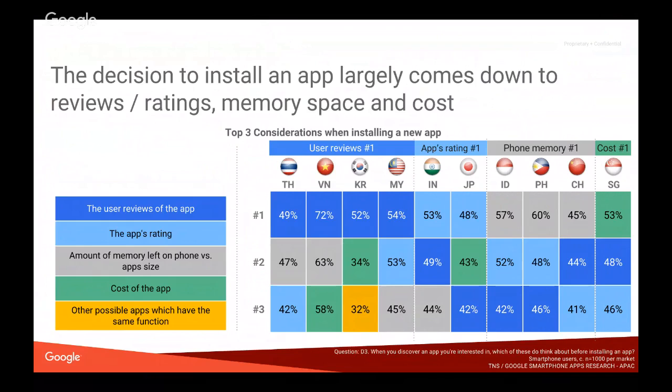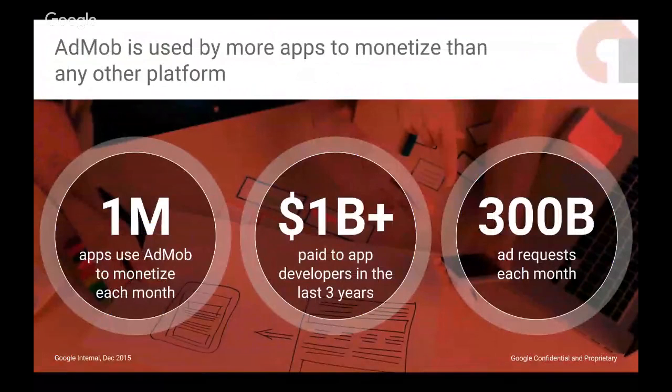So you can see that in markets, for example, like Malaysia and Singapore, in Singapore, 53% of people surveyed said that the cost of the app is a key consideration when they decide whether they're going to install the app. For Malaysians, user ratings and user reviews are really important in their decisions to install an app. So those are some of the key things that as developers you should be thinking about.